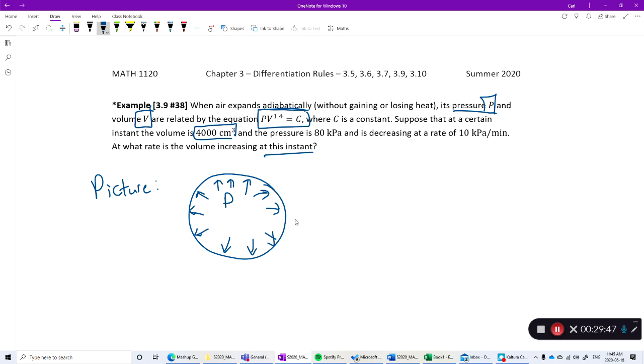That's the pressure. And the volume is how much gas there is, right? Or how much space it's taking up. So what it's saying is that as the volume increases, the pressure is going to drop.